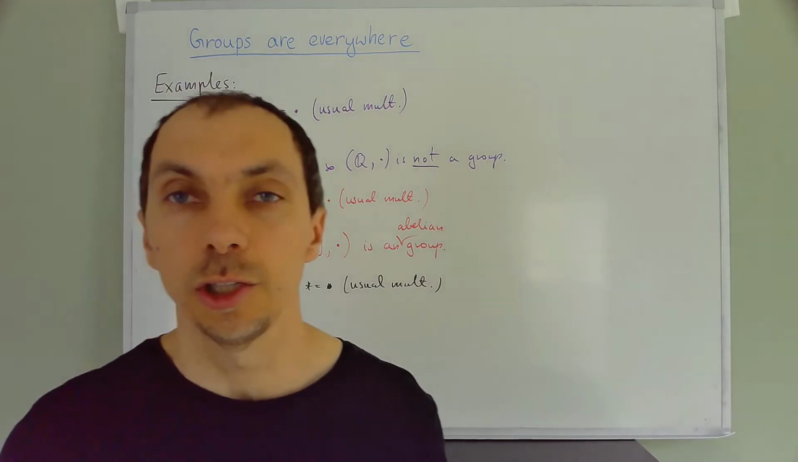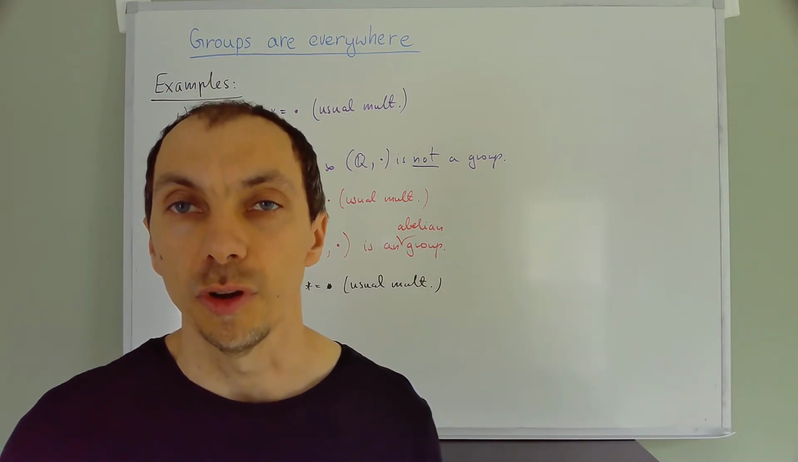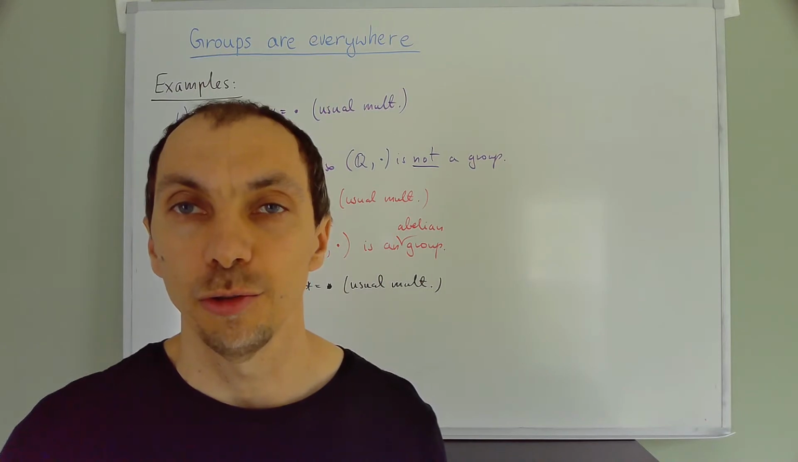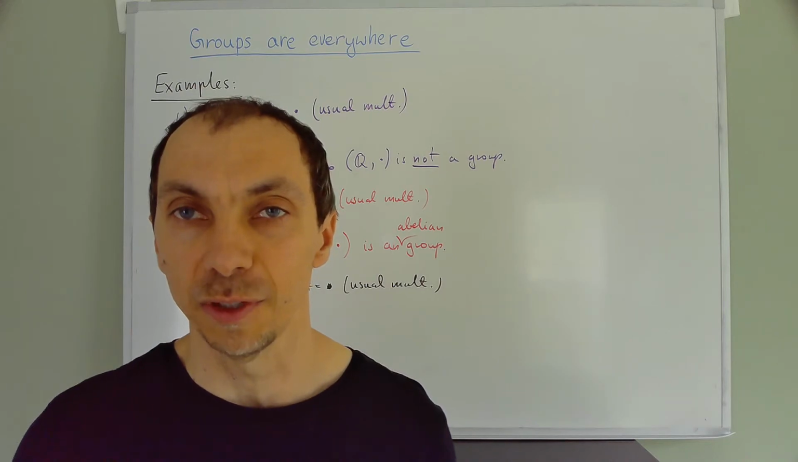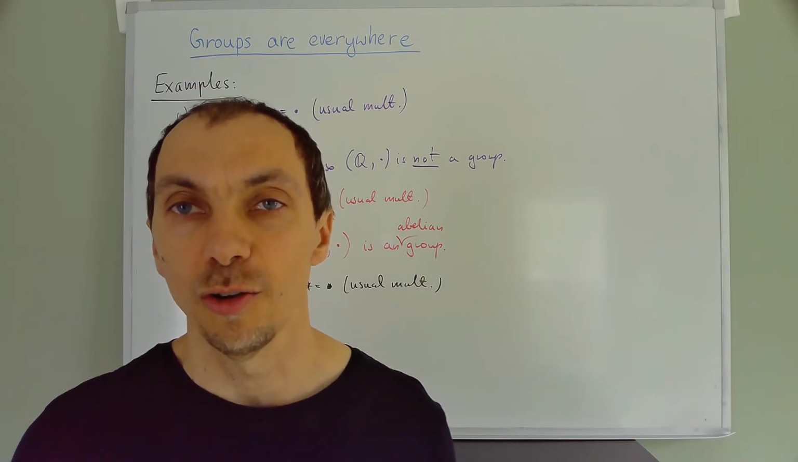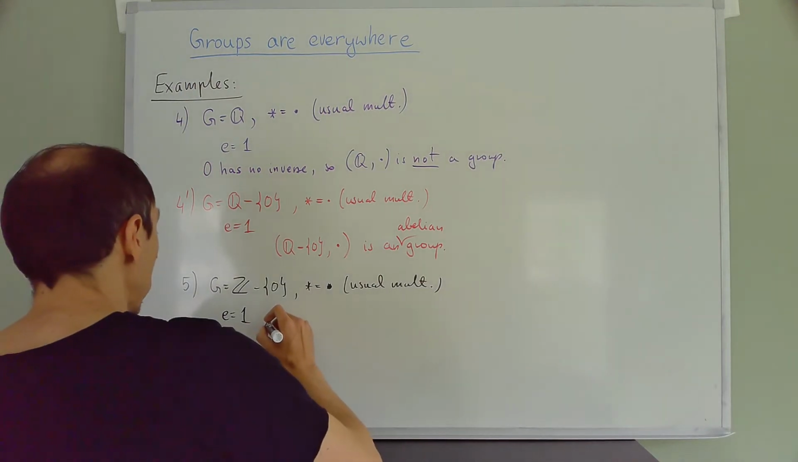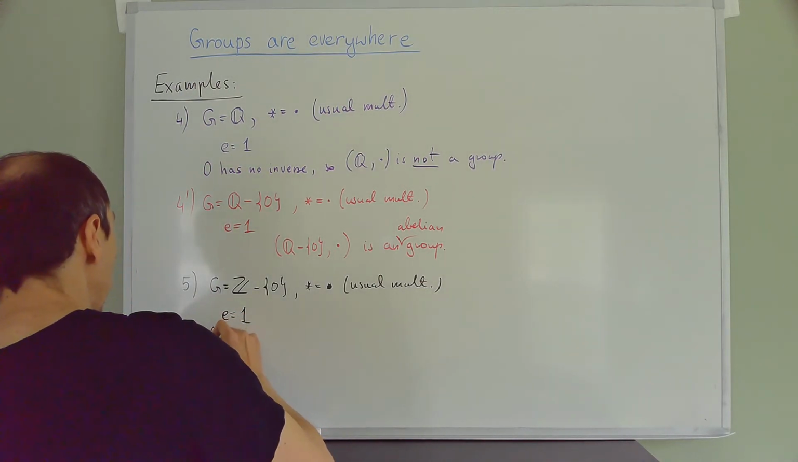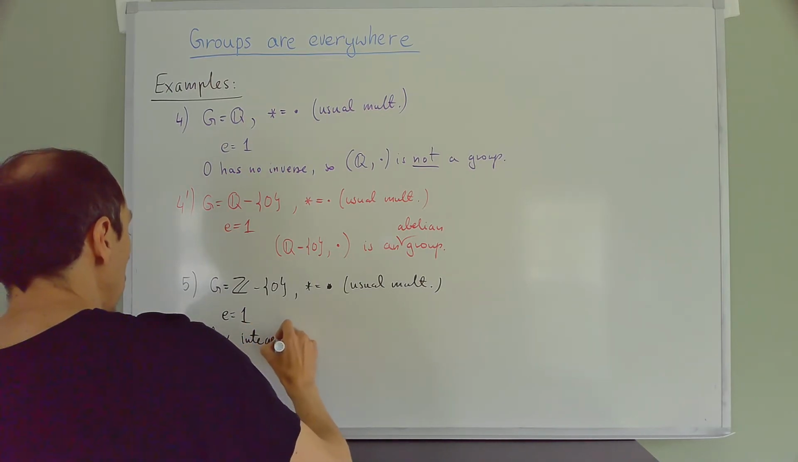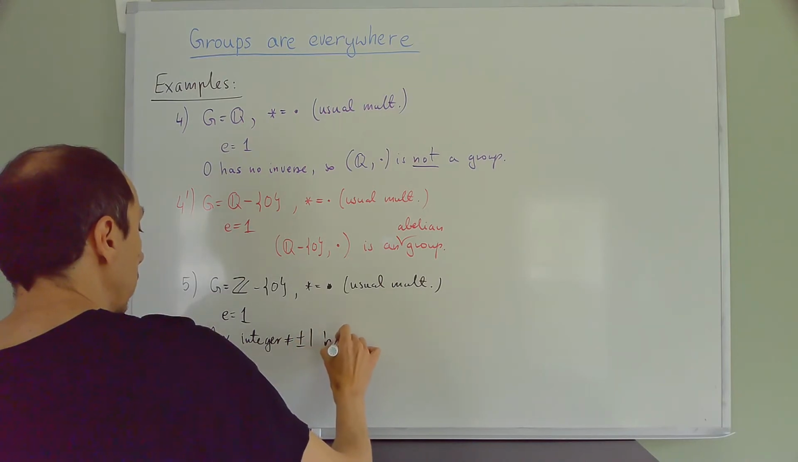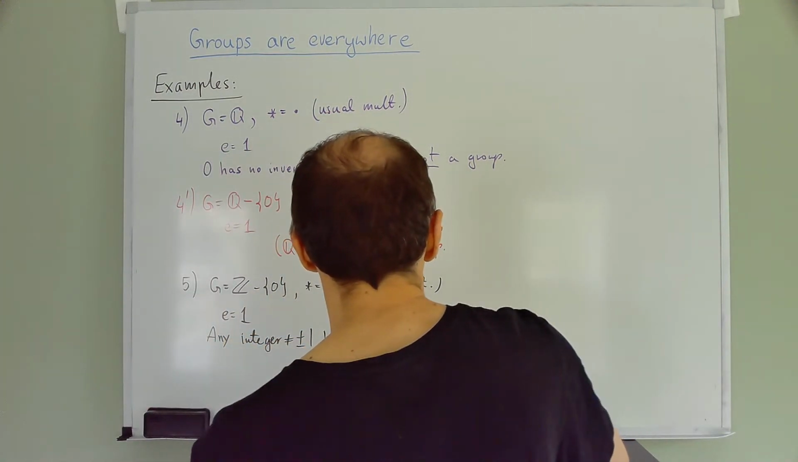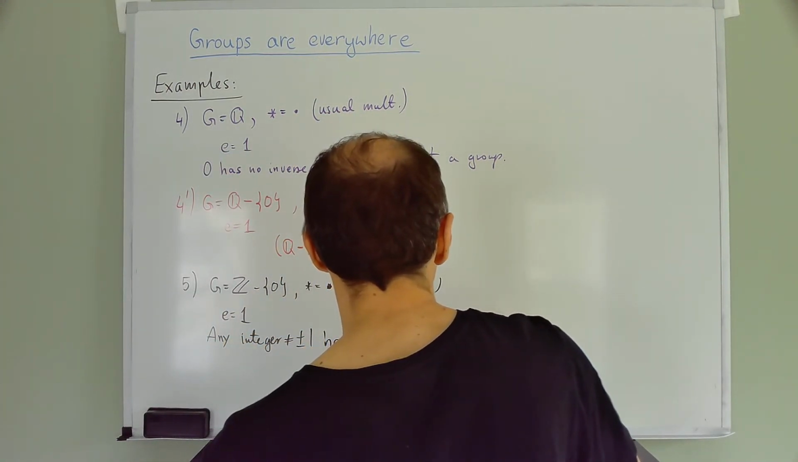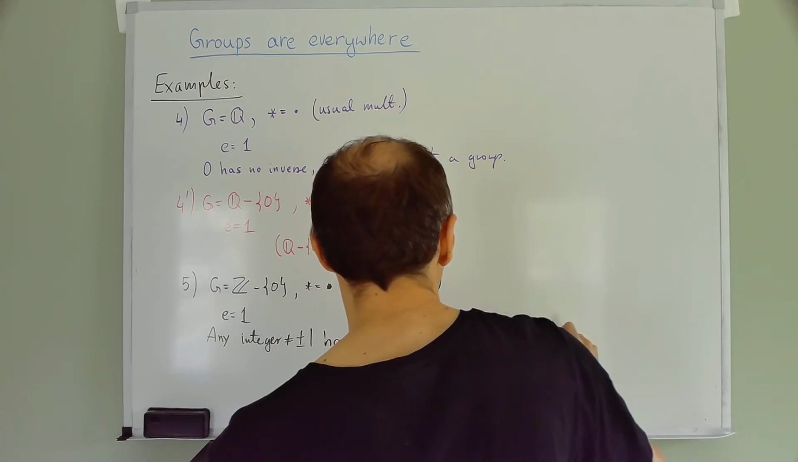Does every non-zero integer have an inverse? No. In fact, as you know by now very well, there are only two integers that have multiplicative inverses, and that's plus and minus 1. So any integer other than plus or minus 1 has no inverse. So Z without 0 with multiplication is not a group.